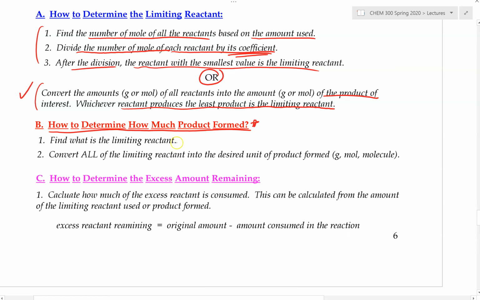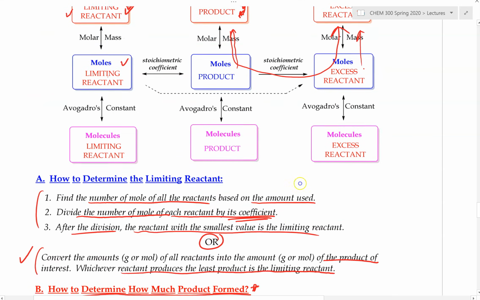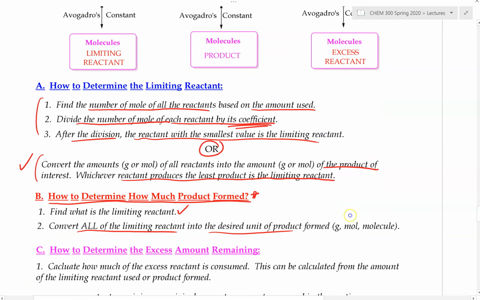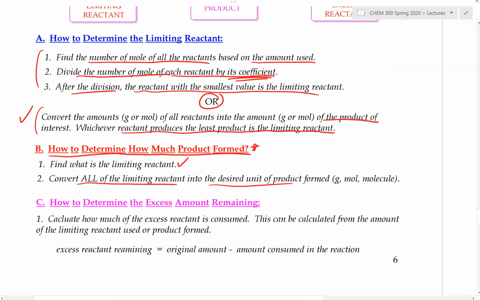So first, we have to find what is the limiting reactant. Again, we have to follow the steps above to find the limiting reactant first. And we will then convert all of the limiting reactant into the desired product that we want, by using the solution map that we have seen above already. But we have to start the conversion from the amount of the limiting reactant.